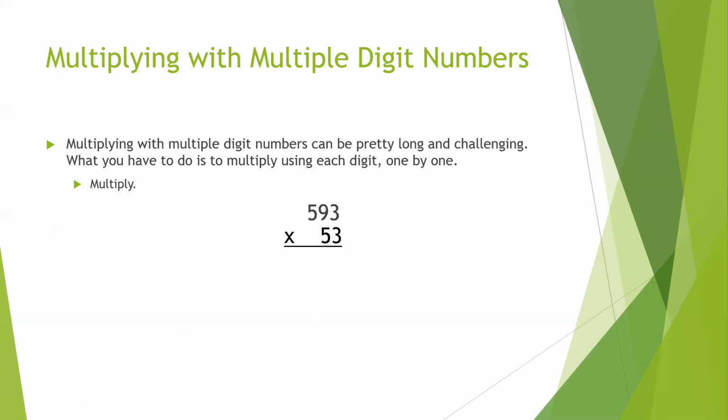So I'm going to do 3 first. 3 times 3 is 9. 3 times 9 is 27. And we just add 2 here. And 3 times 5 is 15, plus 2 is 17. 1779.